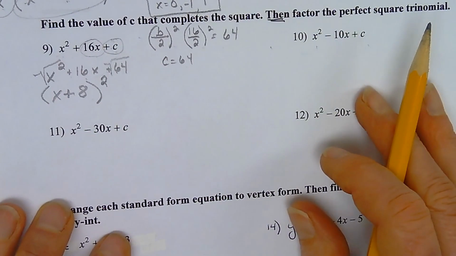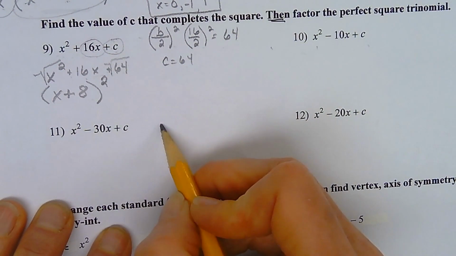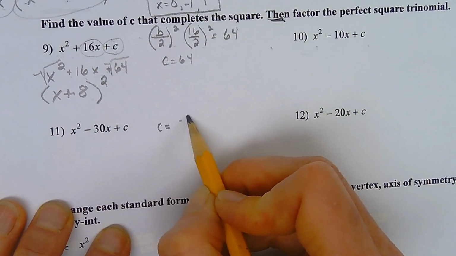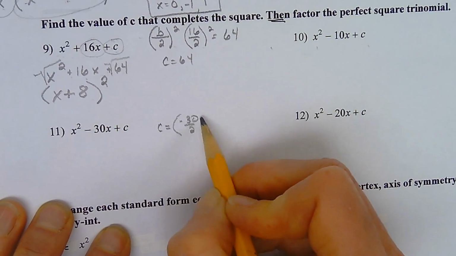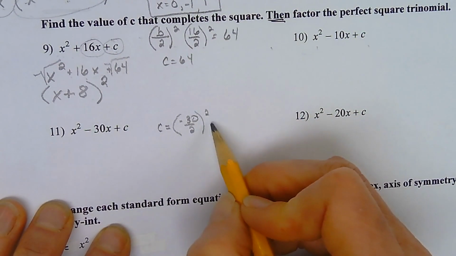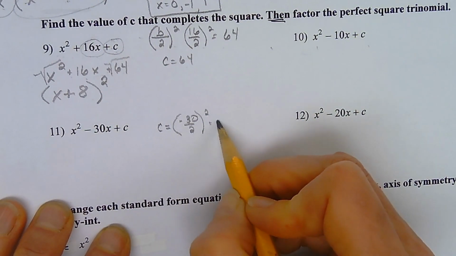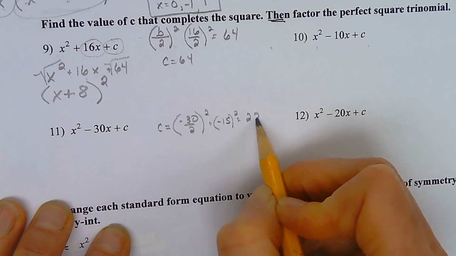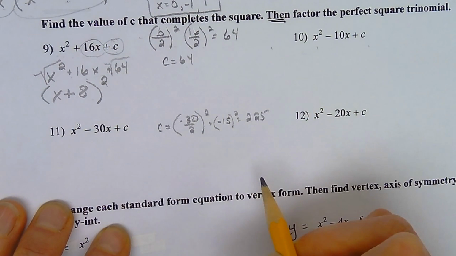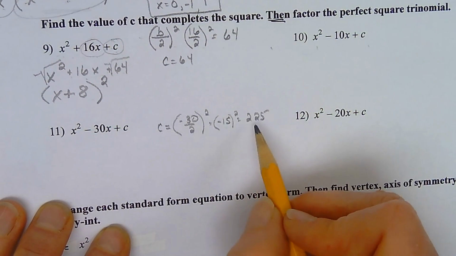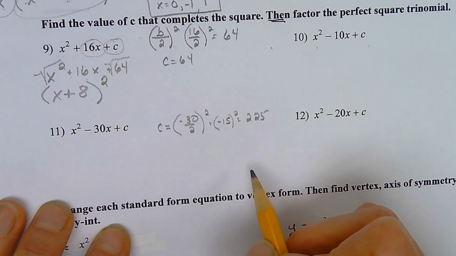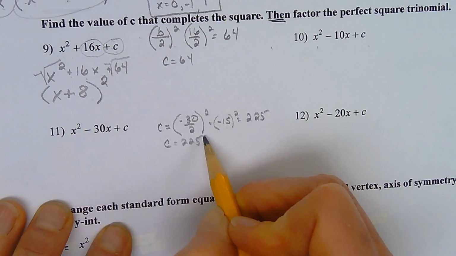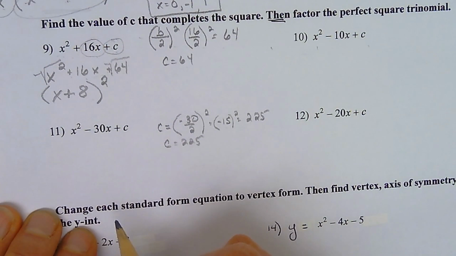I'll do number 11. C is going to be equal to, well, I have to take -30 divided by 2 and square it. So that's -30 divided by 2 is -15. -15 squared is 225. Remember, you should have these perfect squares starting to get memorized. 15 times 15 is 225, and since they're both negative, we still get a positive 225. So my C value is 225. That is the value that will make this a perfect square trinomial.